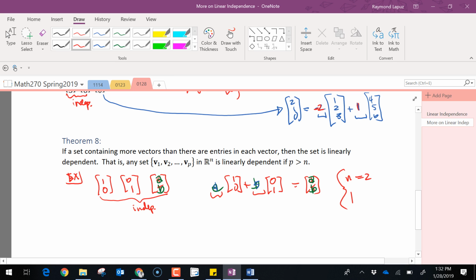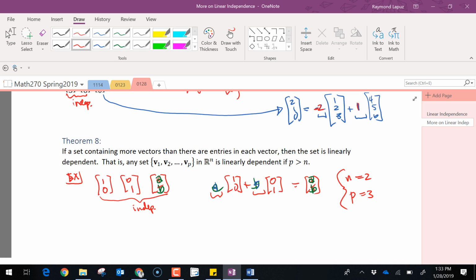N is equal to 2 and p is equal to 3. We're trying to put 3 vectors in 2 dimensions and make it independent, and you're always going to fail because that can never happen. Okay? So that's what this theorem is saying.